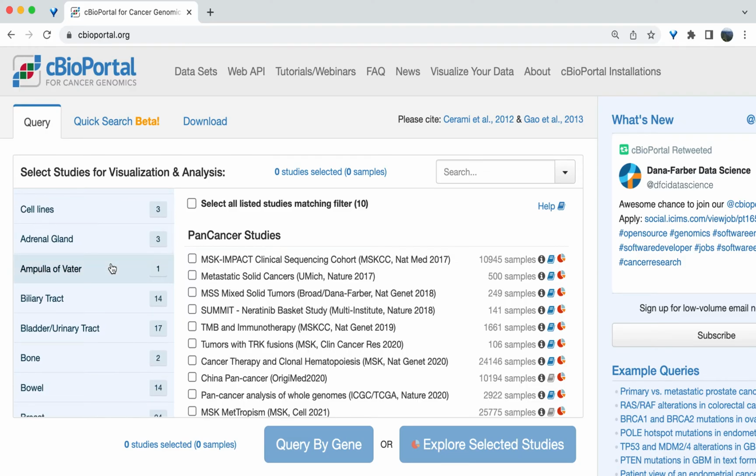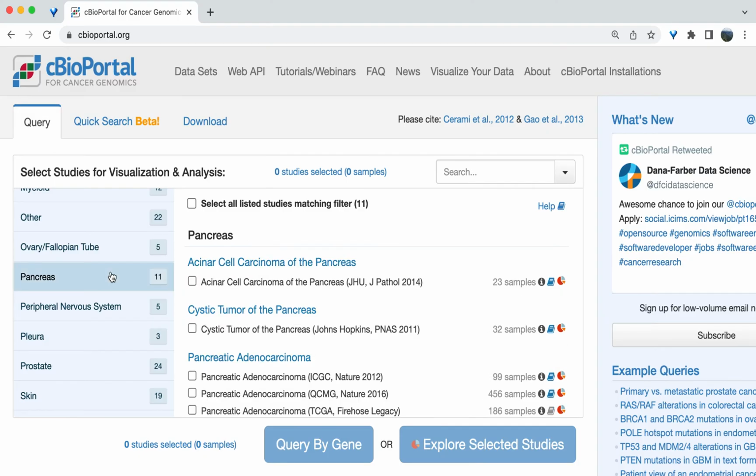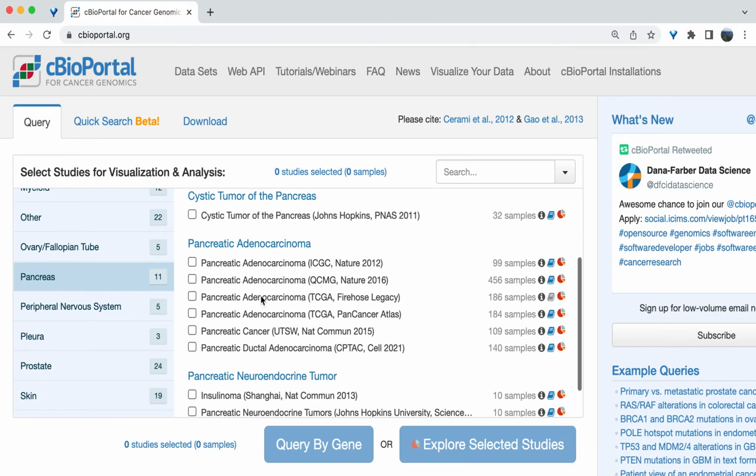For example, if we were interested in exploring a study including patients with pancreatic cancer, we can scroll on the left until we see pancreas. There are 11 studies included under this tissue type, which are revealed once we click on pancreas. The studies are further organized under the type of pancreatic cancer, for instance, adenocarcinoma.